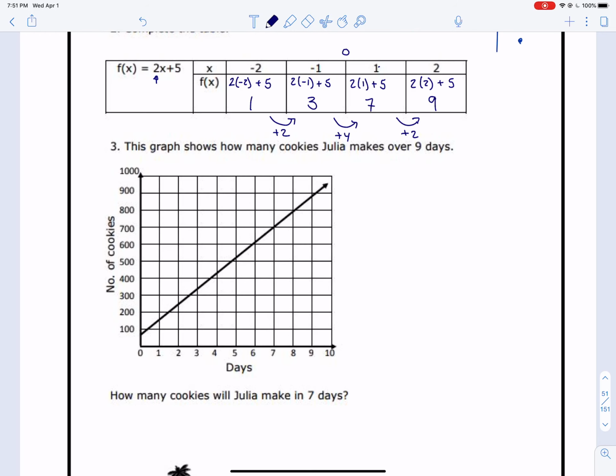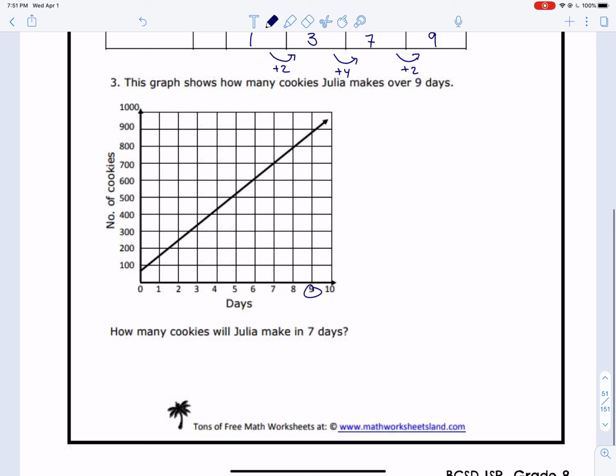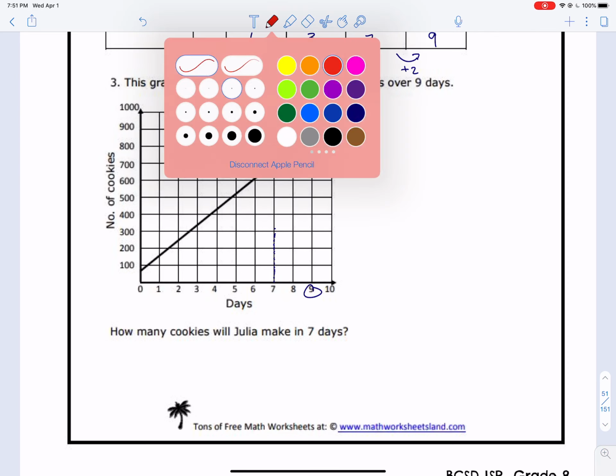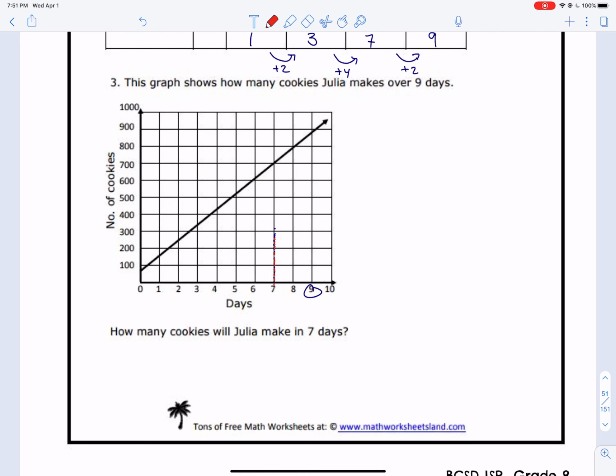All right, number 3. This graph shows how many cookies Julia makes over 9 days. Okay, so here's 9 days, number of cookies, everything looks good. So the question is, how many cookies will Julia make in 7 days? So here's 7. Let me get a different color. So 7 days. So follow that up to the line. Okay, it touches there. And then we follow that over to the y-axis because that tells us the number of cookies that she makes. And the number is 700.